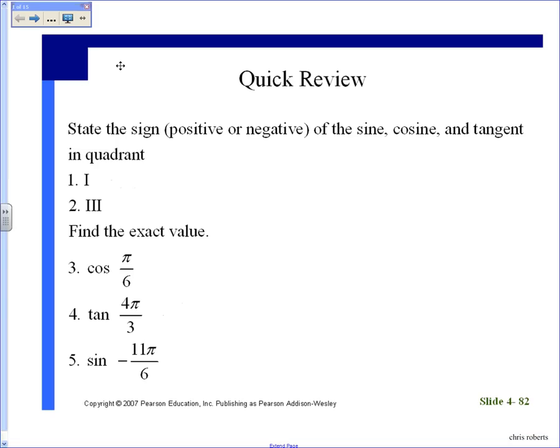Okay, so a quick little review here for the sign of sine, cosine, and tangent in each quadrant. You can remember: All Students Take Calculus. So moving around from the first, second, third quadrant, all of the trig functions are going to be positive in the first quadrant. Only the sine is going to be positive in the second quadrant. Tangent will be positive in the third quadrant. And in the fourth quadrant, All Students Take Calculus, only the cosine will be positive in the fourth.